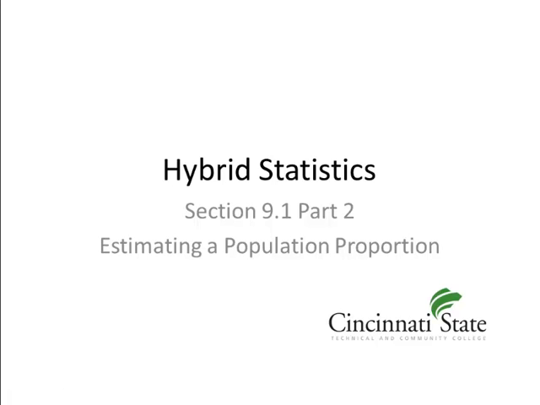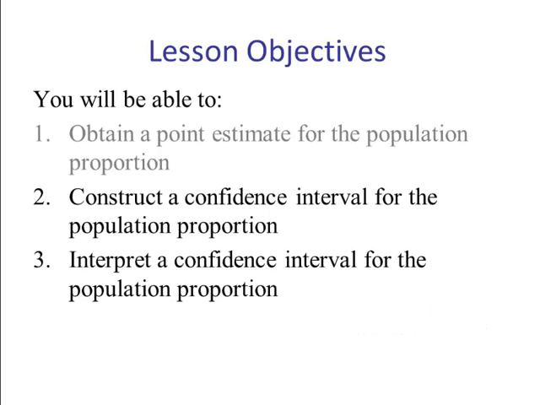Section 9.1 Part 2, Estimating a Population Proportion. Lesson objectives. Construct a confidence interval for a population proportion. Interpret a confidence interval for a population proportion.